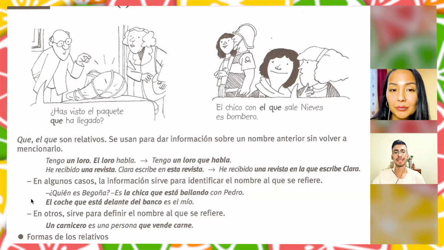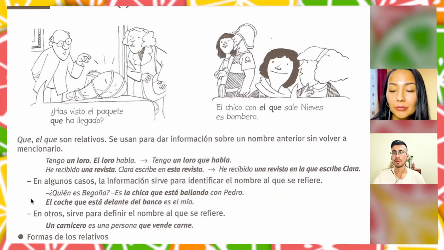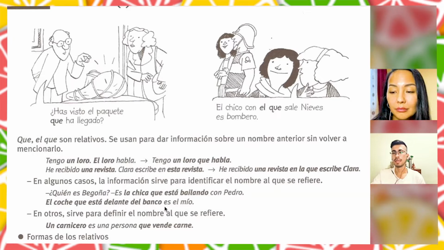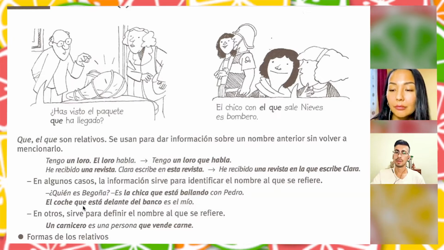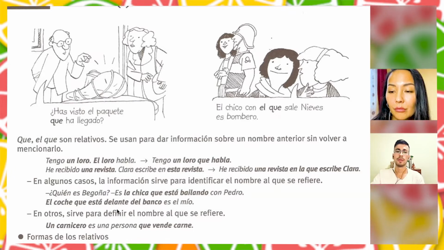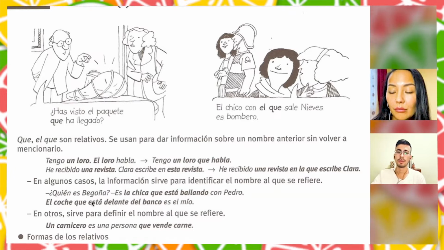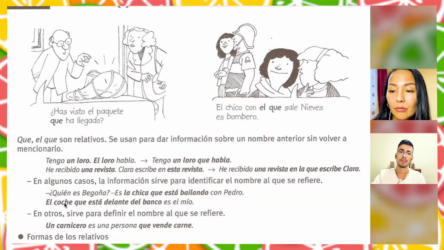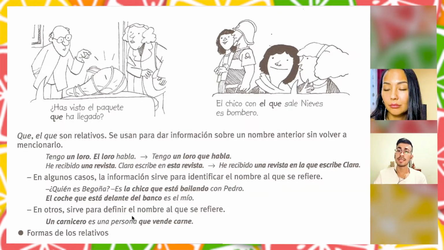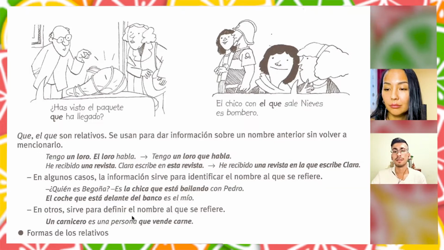El coche que está delante del banco es el mío. The car which is in front of the bank is mine. Just here we didn't use el que. So here we are identifying what we are talking about. We know that the car or the girl. In other cases, we use it to define our noun.